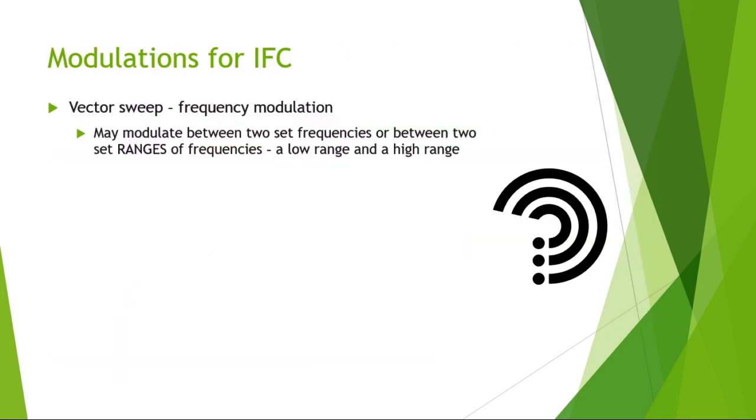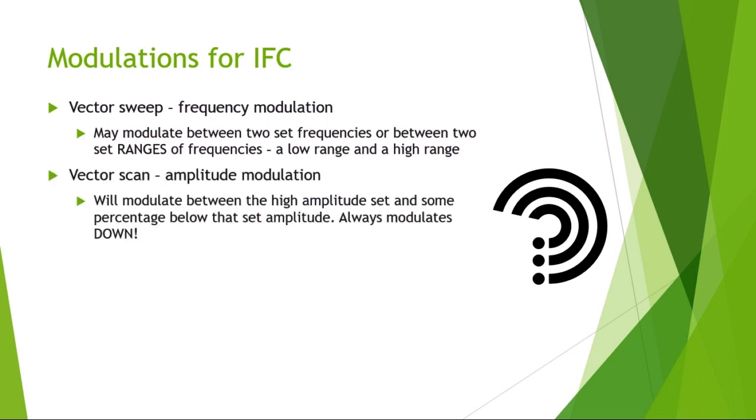So with IFC, you can modulate the frequency, which is called vector sweep or just sweep. It modulates between two sets of ranges of frequencies, a low range and a high range, and that's all set up on the machine, and we'll try that in the lab and see if you find that useful.